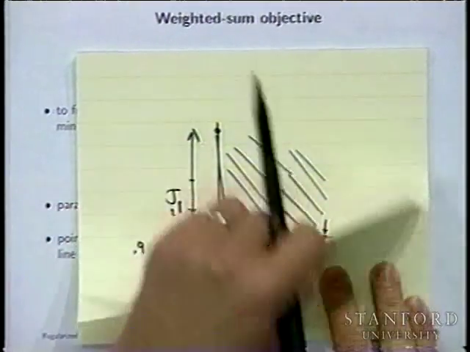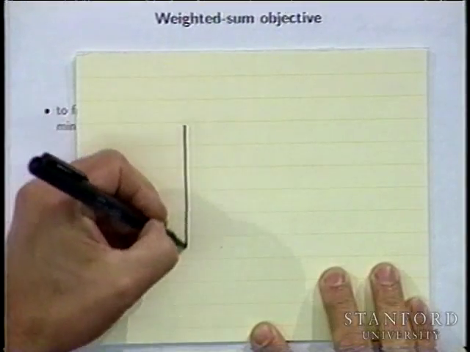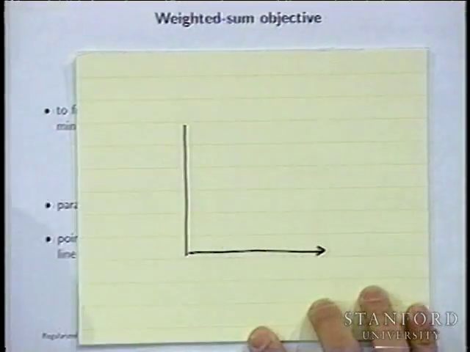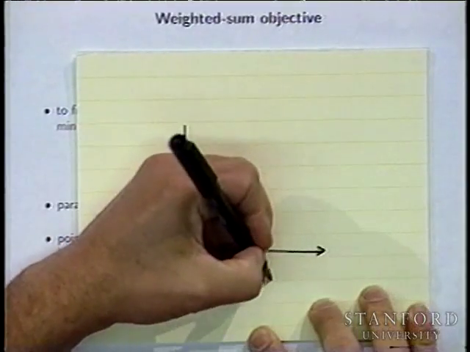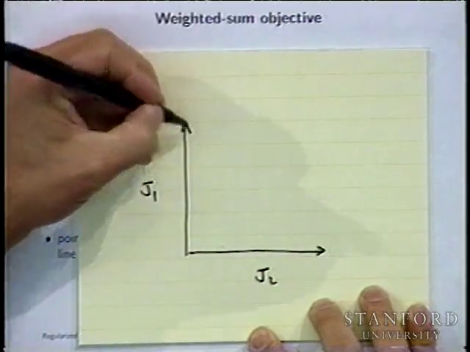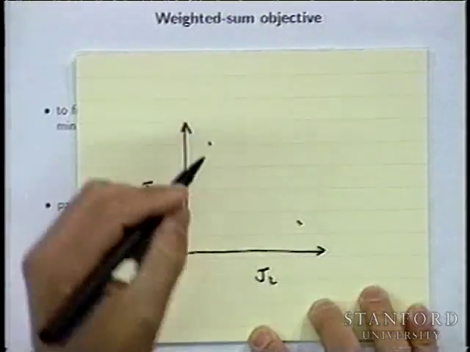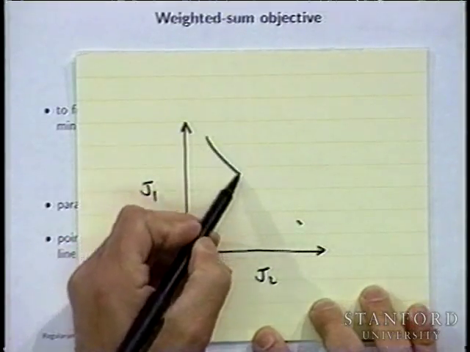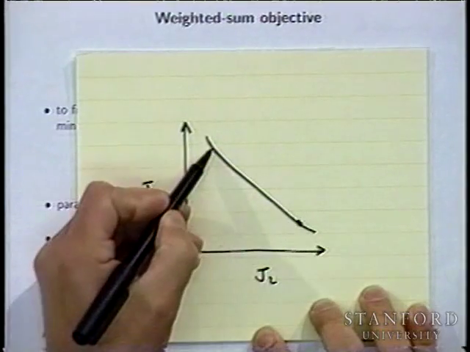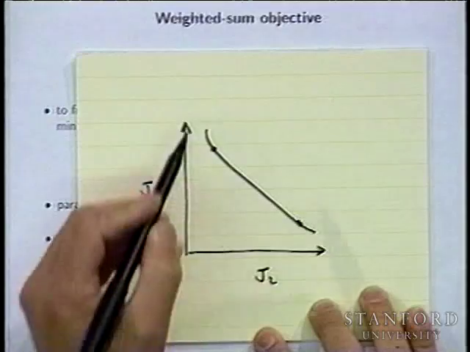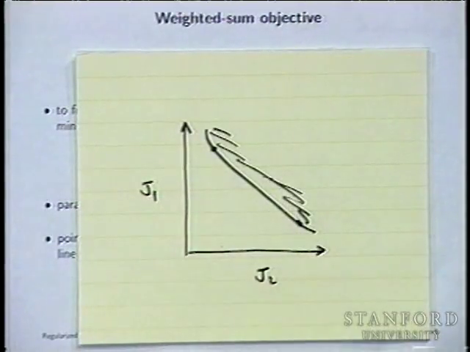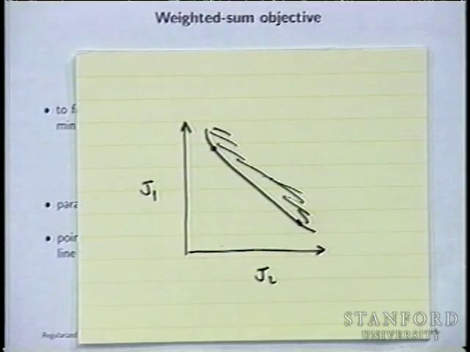Now, let's look at the other extreme. The other extreme looks like this. You have a point there and a point there, and this might look something like that. That might be the trade-off curve. Okay? Right. Something like that. Now there's a trade-off.